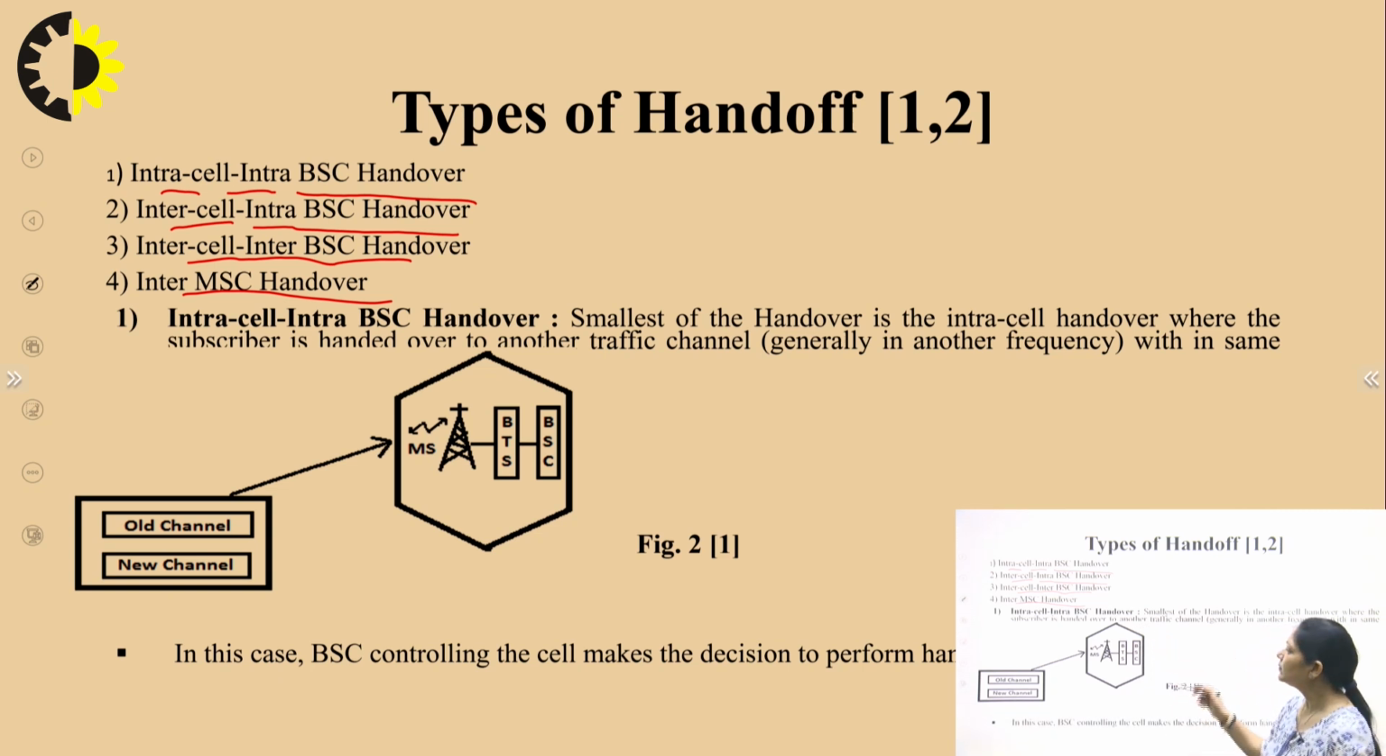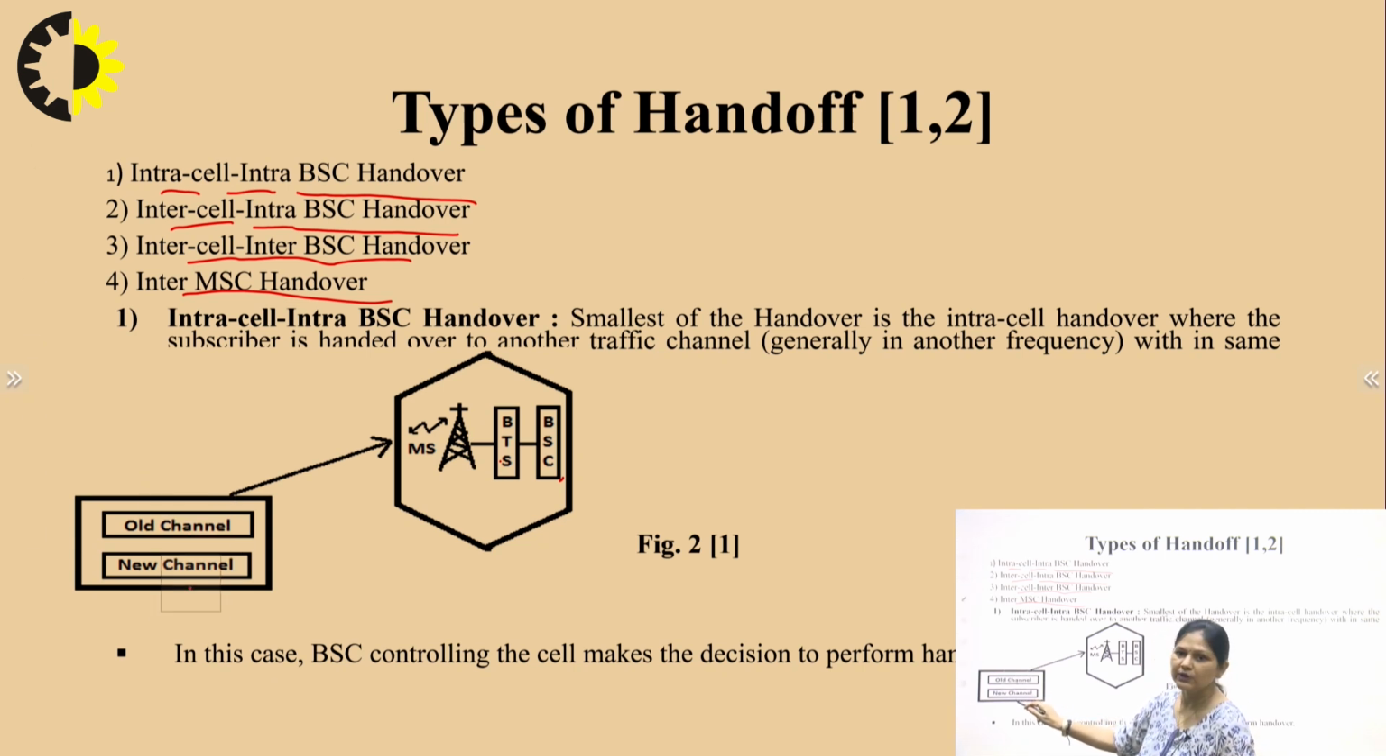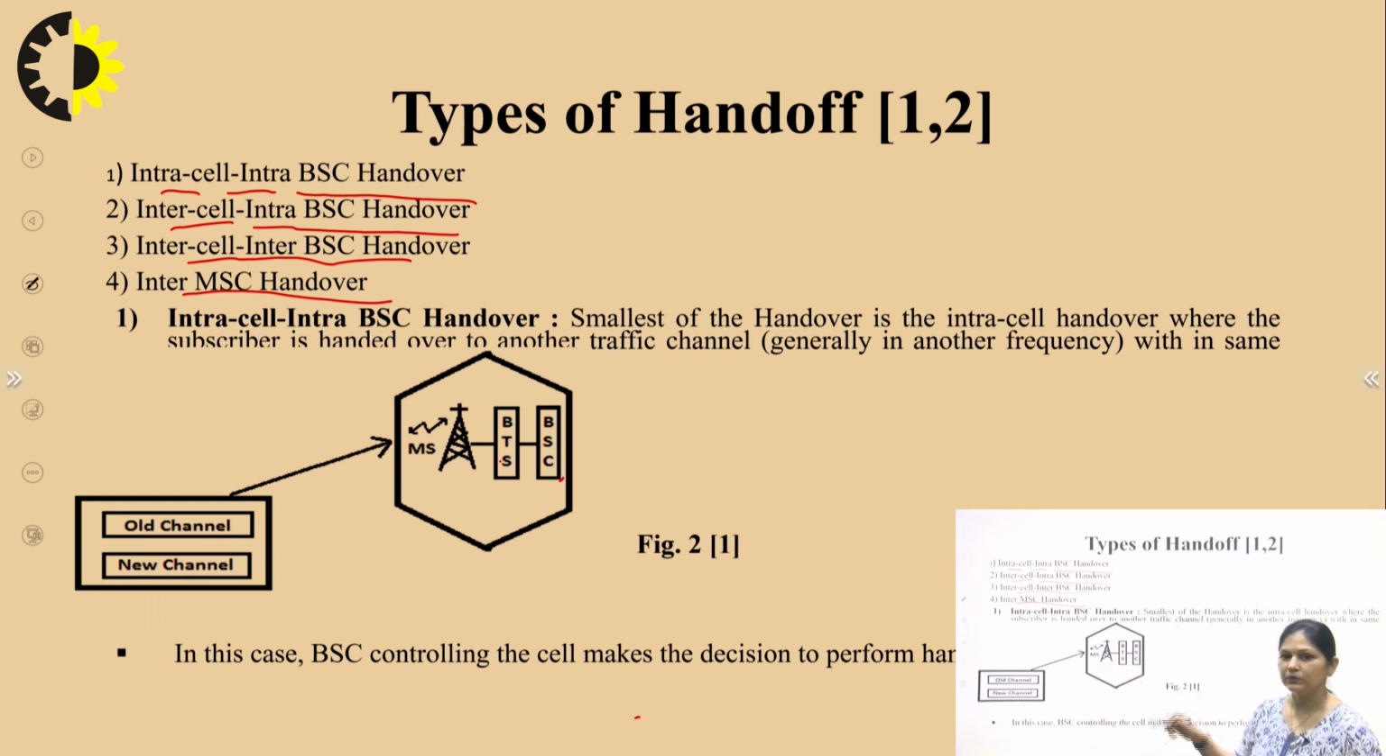Intra-cell means within the particular cell. So this is a particular cell. Here we are having BTS and BSC. Now if a user was earlier working on an old channel and he has been provided with a new channel, that means within a particular cell itself, the BSC has taken the decision to provide the new channel. So that means intra-cell, intra-BSC handover is there. Smallest of the handovers is the intra-cell handover, where the subscriber is handed to another traffic channel, generally another frequency, within the same base station.